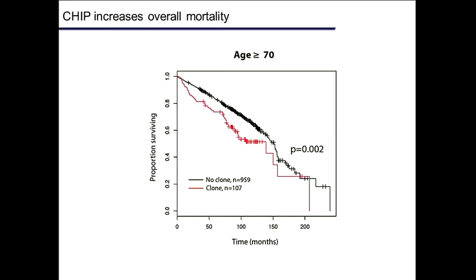Moreover, leaving aside all of the cases, leaving out and controlling for having a hematologic malignancy, if you look at overall survival, having one of these clones, having a somatic mutation in the blood, increases overall mortality. And the reason for that isn't entirely clear.